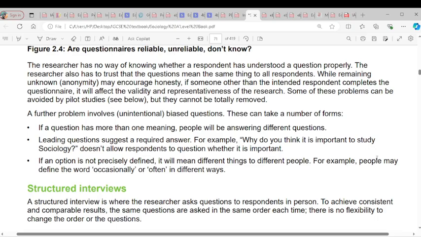The researcher has no way of knowing whether a respondent has understood the question properly. The first thing is, there's no way the researcher would know if the questionnaire has been answered correctly, because the researcher is not going to be there when you are answering the questions. It's private. The researcher also has to trust that the question means the same thing to all respondents. So the interpretation of the question, that is the point. It's not the way it is asked, it's the way you interpret it.